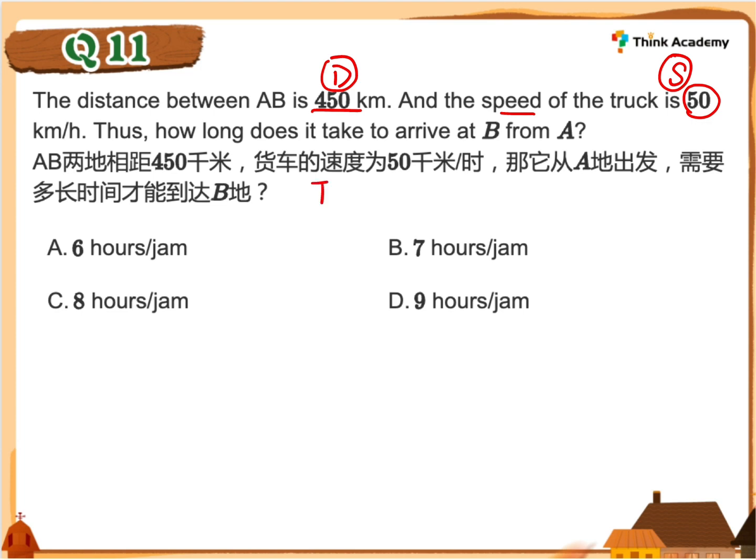So time equals the distance divided by the speed. So it's 450 kilometers divided by 50 kilometers per hour. Then the answer will be 9. Yeah, 9 hours, right? So the true answer is D. Yeah, just the D. Okay, continue.